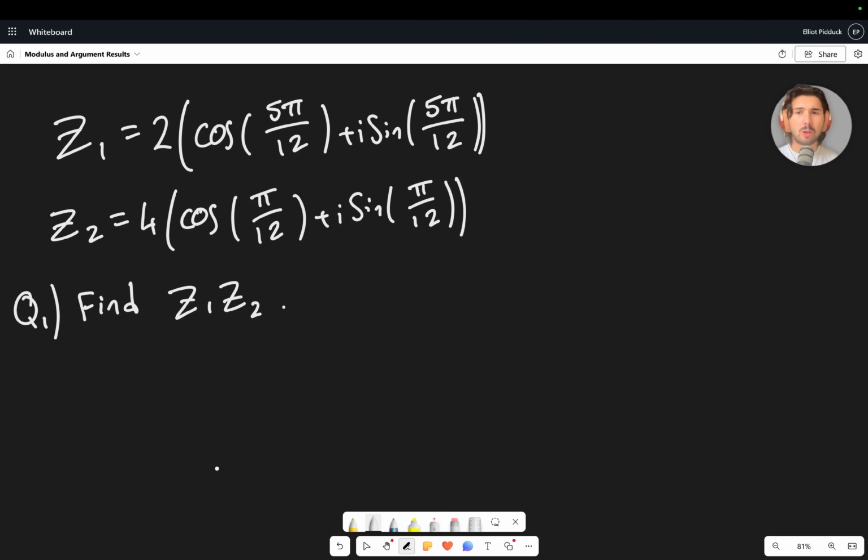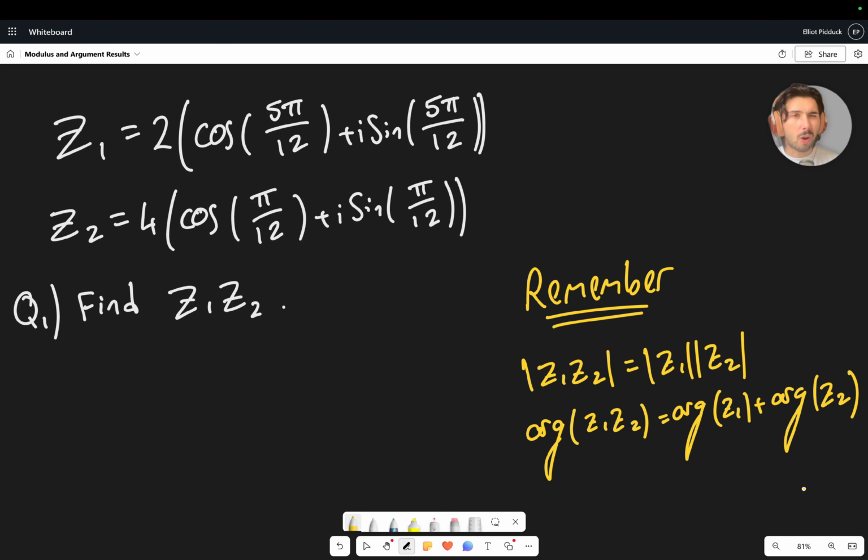So to get the new complex number, the product, I need to know the modulus of z1 times z2, and I need to know the argument of z1 times z2. I can use those formulas that I'm just going to put down again here. First of all, we need to work out the modulus of z1 and the modulus of z2. The modulus of z1, just by looking at it, is the number 2. Because when you write your complex number, it's written as the modulus times cos of the argument plus i sine of the argument. So the modulus of z1 is 2 and the modulus of z2 is 4, because those are the numbers outside, okay?